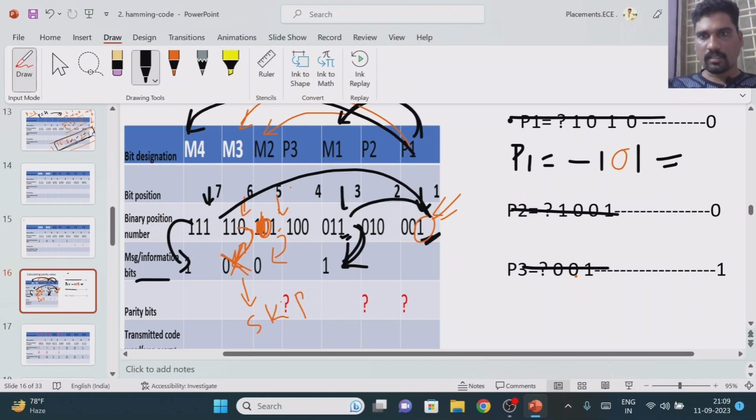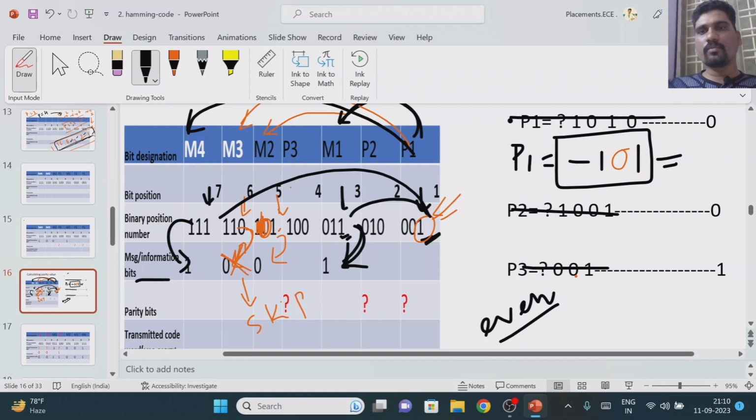So 101, right? So 101 means what is the value? In the given question they have mentioned that we should use the even parity mechanism. Even parity mechanism means if you count the total number of ones, the total number of ones should be even, right? If it is even, it is satisfied, then you write the output as 0. If it is odd, then you write the output as 1, right? So now just count the total number of ones: even. So what should be the unknown value here? We need to keep 0. So what is the answer for P1?